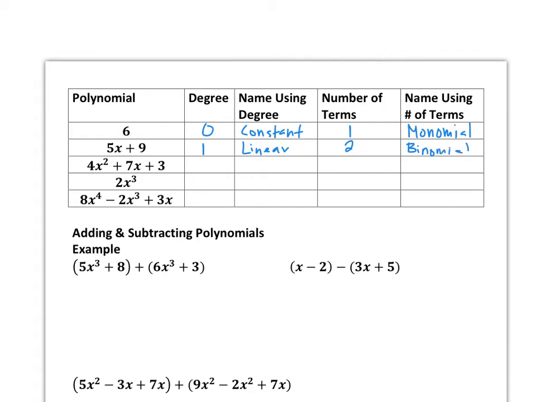All right, our next one, again, degree, we're looking for our highest exponent on a variable there. So we have 2, 1, or 0. Well, the highest of those is 2. So we call this a quadratic.